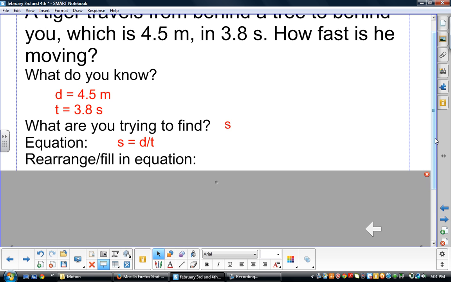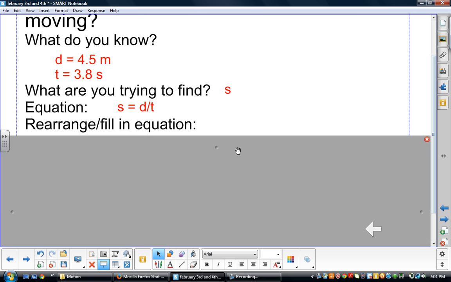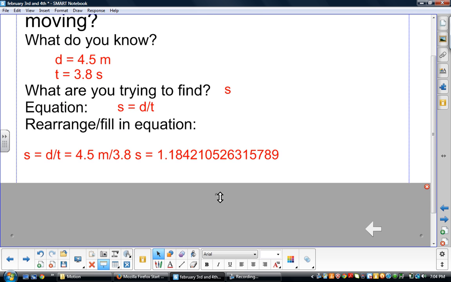Now you rearrange or you fill in the equation. Since I would prefer that you rearrange first, that's the way I'm going to show you. It's already set up to solve for speed, which is what we want. It doesn't need to be rearranged. Speed is distance over time. You plug in the values. Where it says D, you plug in the D. Where it says T, you plug in the T. It came from here. That's why you write these things at the beginning, so you have them when you need them. And you put it in your calculator.